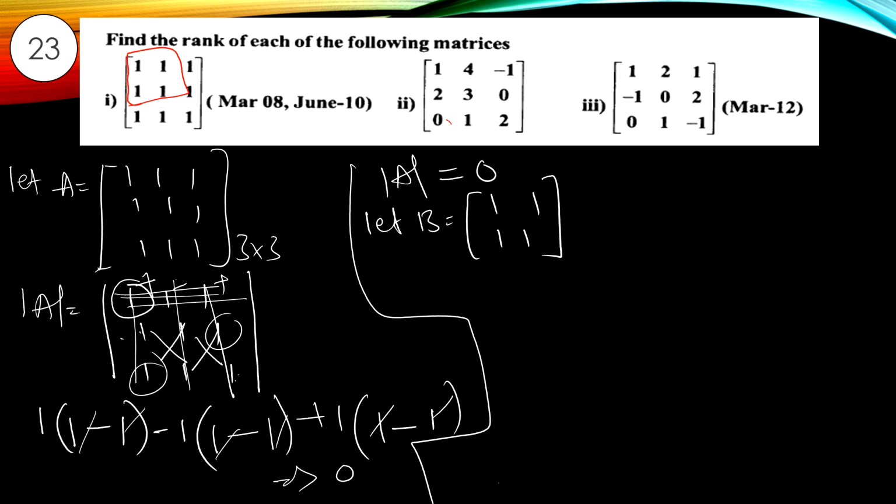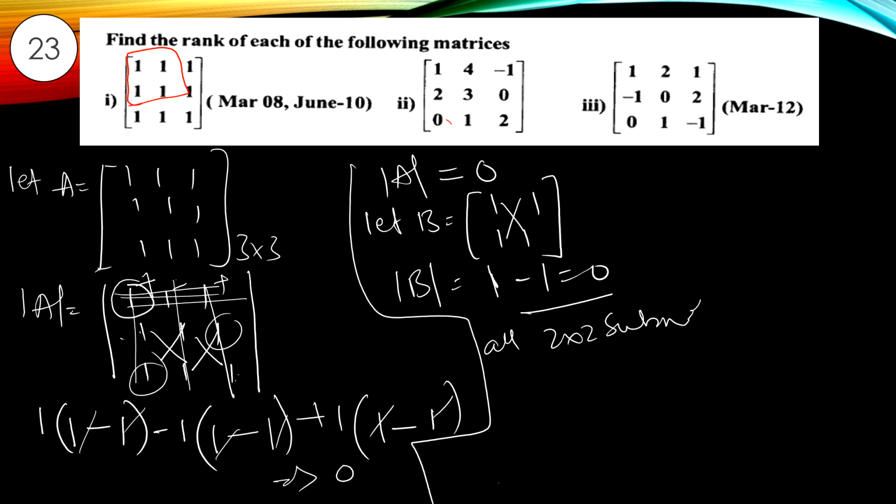So I am calculating det B. det B is equal to simply 1 minus 1, which is 0. Here all the elements are equal, right? All are 1. So for all the submatrices you will get the determinant as 0. So here you need to say all 2 by 2 submatrix determinants are 0. Therefore, the rank of A is equal to 1.